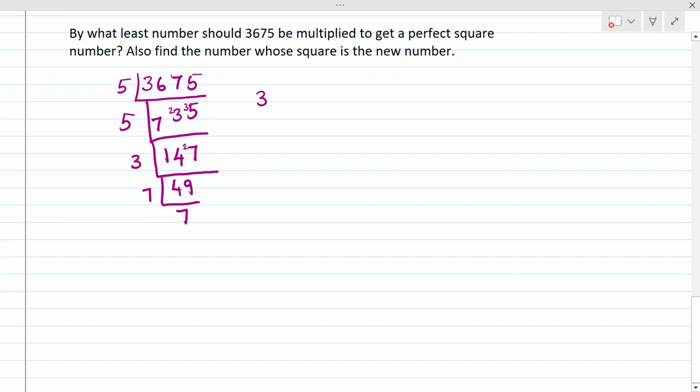So now 3675 can be broken like this: 5 into 5 into 3 into 7 into 7. So we have to find out the pairs for the number. 5 into 5, 5 is appearing 2 times. And 7 into 7, 7 is appearing 2 times. But 3 doesn't have any pair. It is appearing only 1 time. That means the number which should be multiplied will be 3 because 3 does not have any pair.